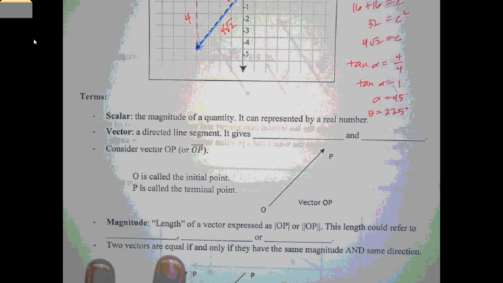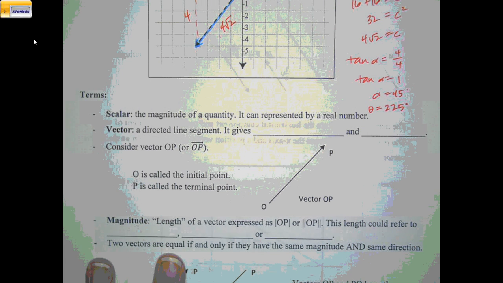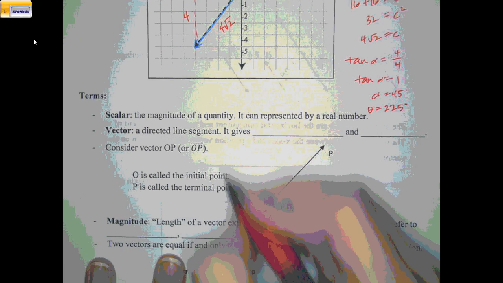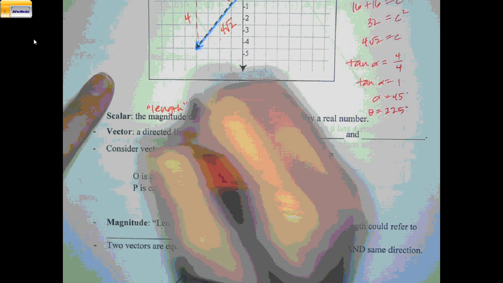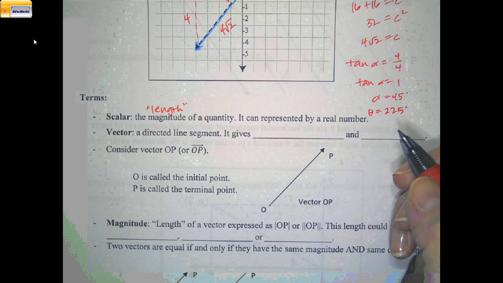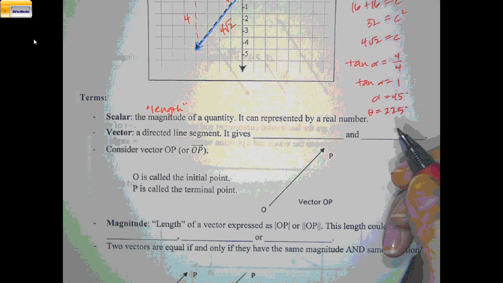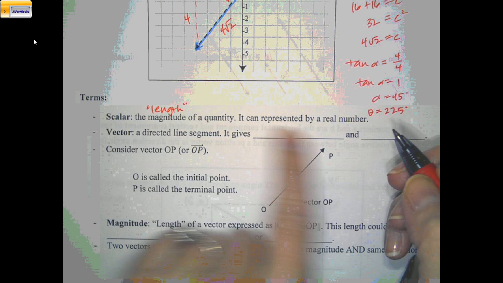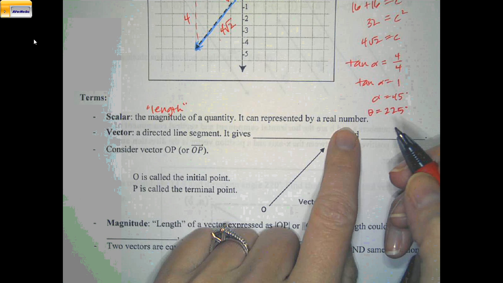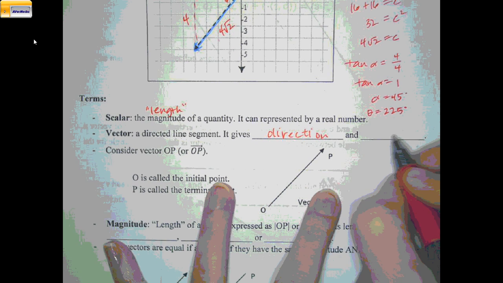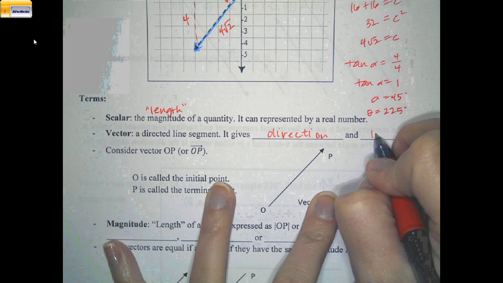Alrighty? So, let's start with some terminology here. Scalar. That talks about the magnitude of a quantity, and you're looking at that going, I don't even know what that means. For now, when you see the word magnitude, I want you to think about the word length. Just kind of replace it in your mind with the word length. We'll talk a little bit more about that in a moment, and that can be expressed by a real number. A vector is a directed line segment. It is a vector when it gives direction and it gives, we'll just put length for lack of a better word for right now. It's magnitude. It gives direction and length.